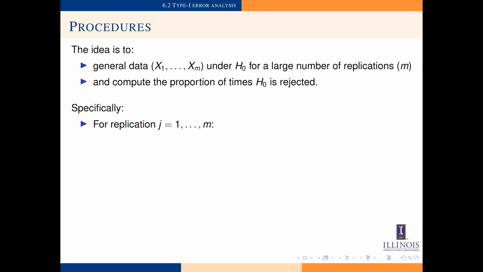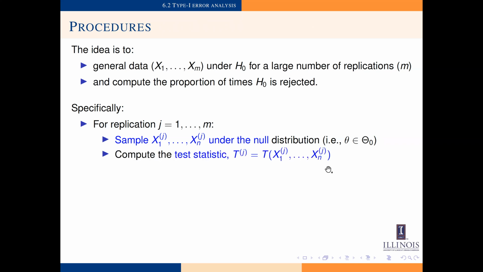Specifically, for each replication j from 1 to m, where m is some really large number, for example, 10,000, we first generate our random samples of size n from the null distribution. Let's denote the samples from replication j by x1 of j, x2 of j, all the way up to xn of j. These samples are drawn under the null hypothesis, in other words, when x has parameter theta that lies in the subinterval theta 0. Based on our random samples of replication j, we can compute the test statistic tj, which is given by the t function evaluated at the sample's observed values.